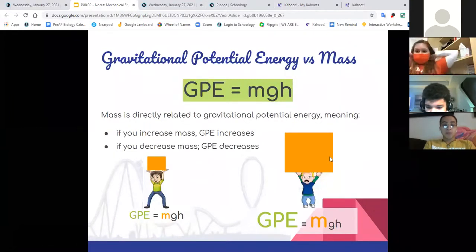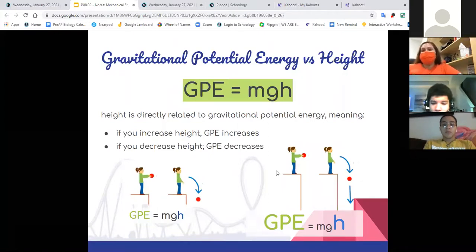So the relationships, just like kinetic energy, everything's directly related to potential energy. The heavier something is, the more mass it has, the more gravitational potential energy it has, which makes sense, right? You need to put more energy into lifting something that has more mass. And height is also directly related. The higher up you go, the more gravitational potential energy you're going to have. Again, it takes more energy to fall down farther than it does to fall down a little bit.